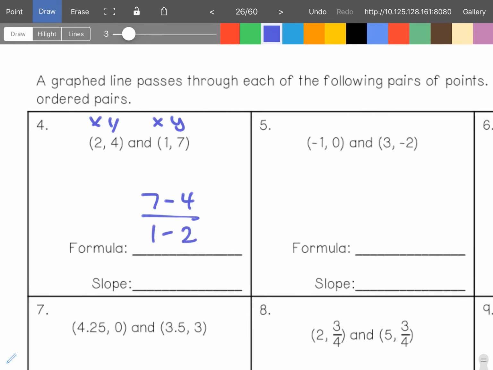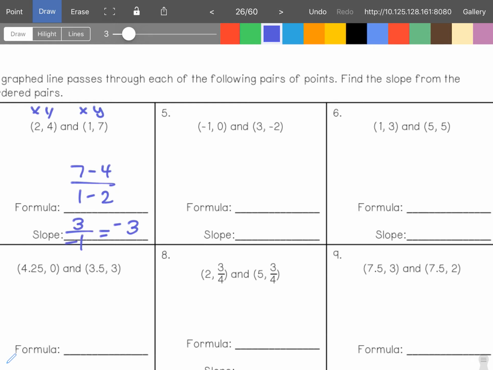And we always subtract our y's in the numerator. Just remember, rise over run. Rise deals with the y's. It kind of rhymes. 7 minus 4 would be 3. 1 minus 2 will be a negative 1. And 3 divided by a negative 1 is a negative 3. Or if you want to write it as negative 3 over 1, you can.